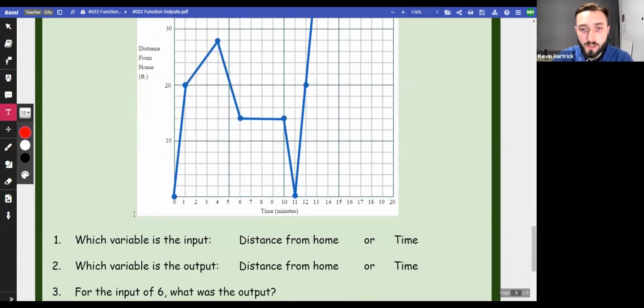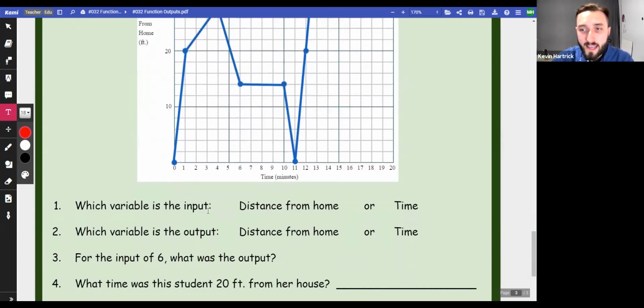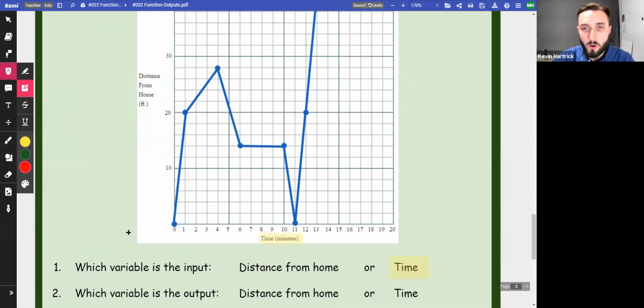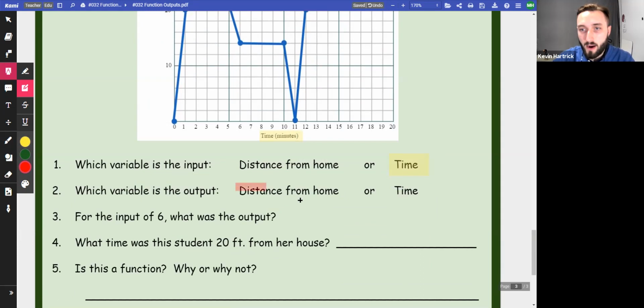All right, so let's answer some of these questions. Which variable is the input? Input is the x variable, right? So the x variable in this case is our time in minutes. So time is the input. That makes the distance from home, that's the y values, our output. So we input the time, and that lets us know how far she is away from home.